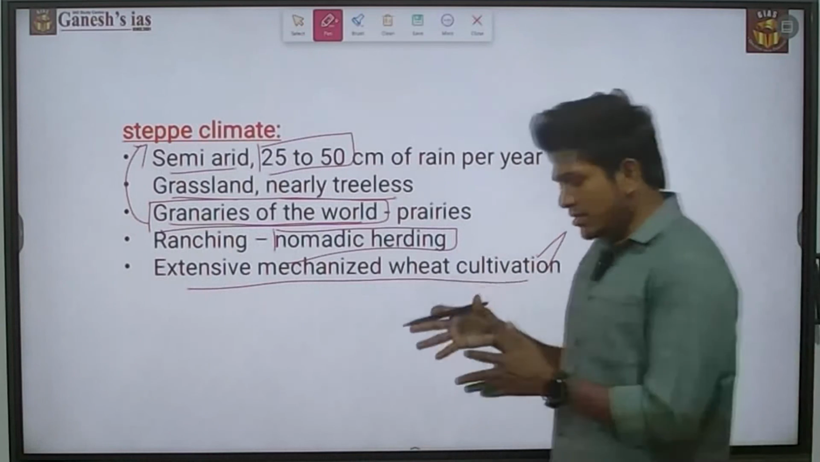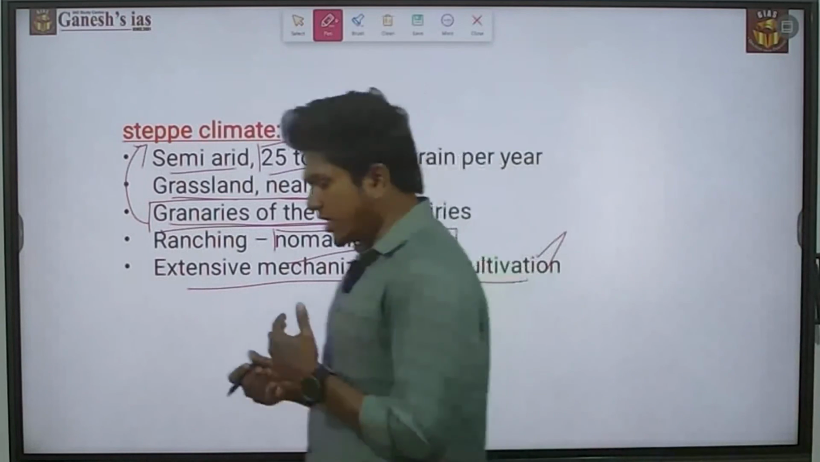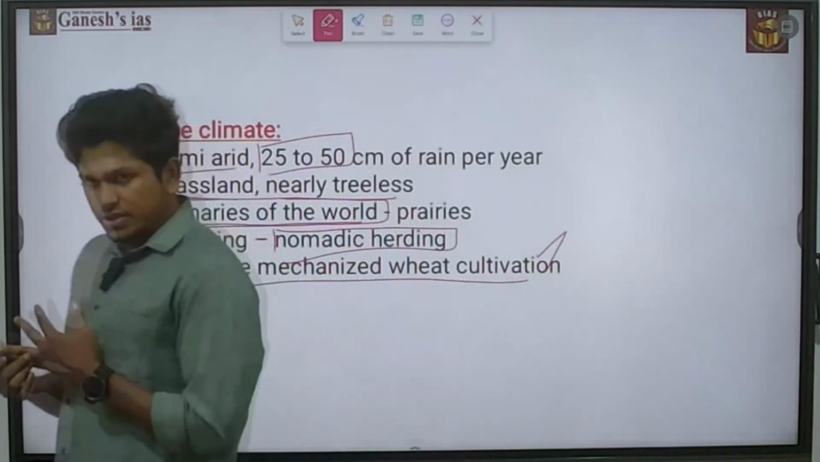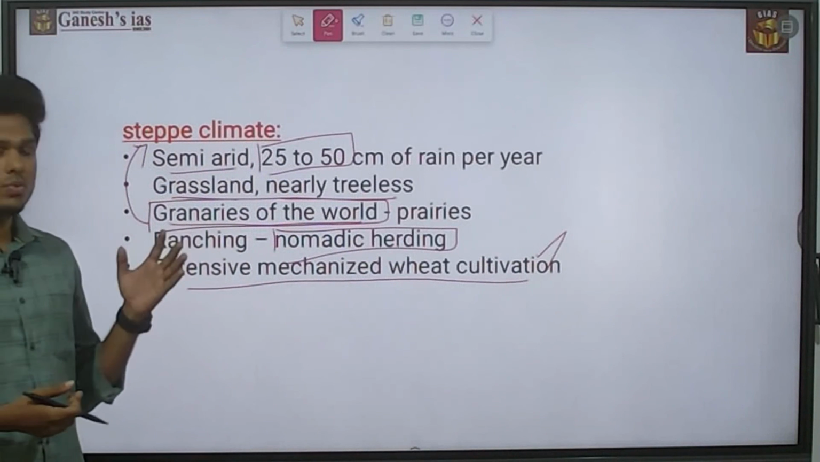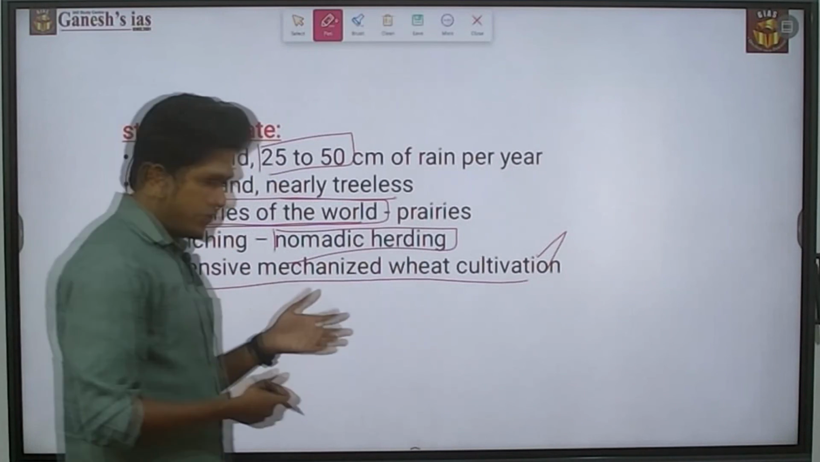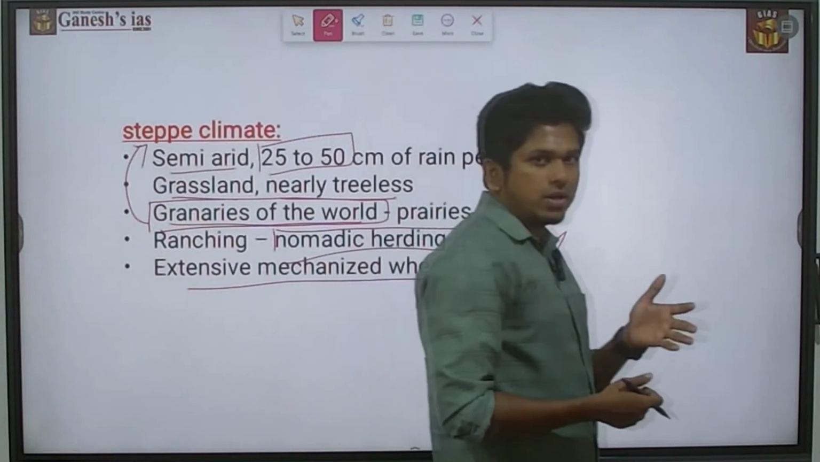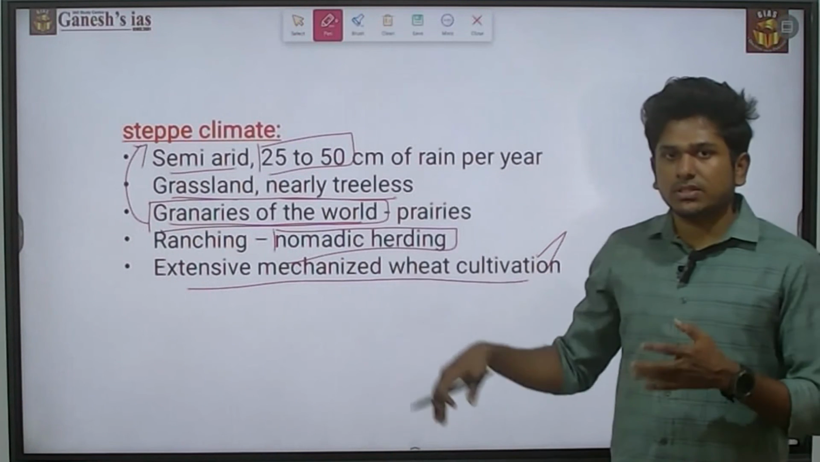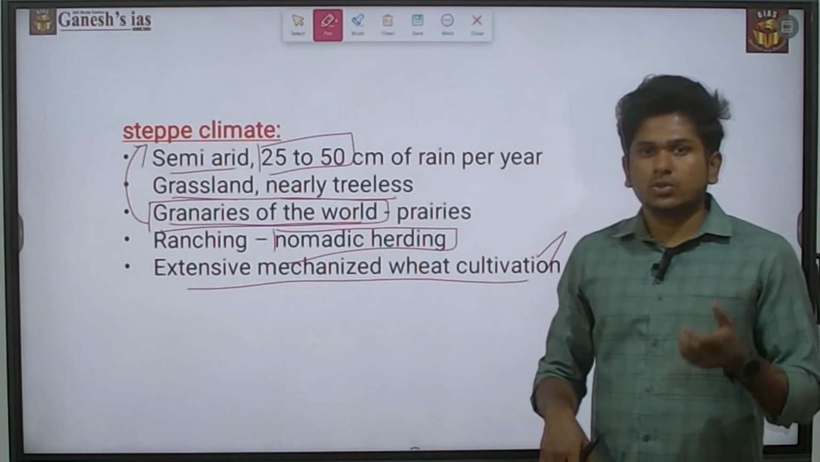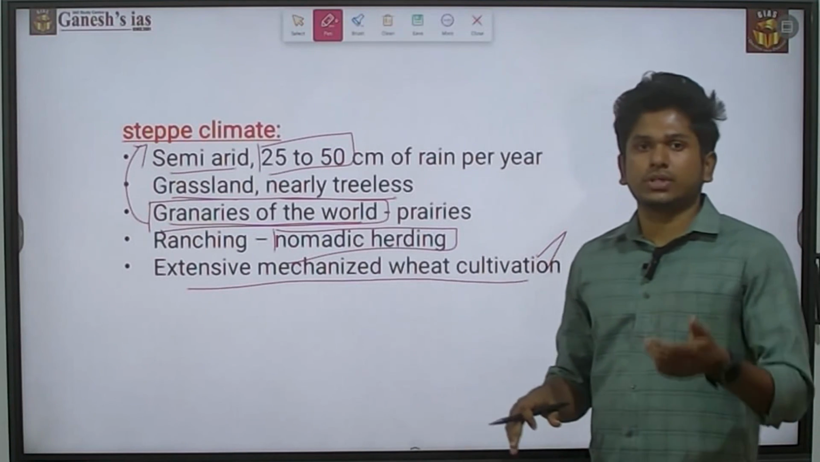In this question, we discussed the equatorial climate, British climate, Mediterranean climate, and the steppe climate. Please make a note of it. It will be most useful for your upcoming exam. These are certain unique features of the climatic regions. Based on that only, they will make a question.